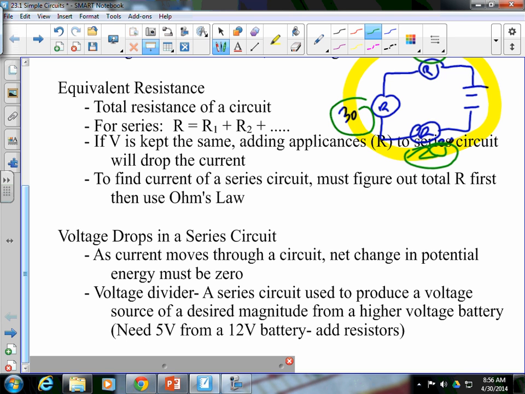A couple additional things here as we talk about series circuits, and we'll do a problem. Voltage drops in a series circuit. As the current moves through a circuit, the net change must equal 0. So there is going to be no net change in voltage as it goes through. And the voltage divider, a series circuit, is used to produce a voltage source of a desired magnitude from a higher voltage battery. If you need 5 volts from a 12-volt battery, you just tone it down with resistors. Don't worry necessarily about that. We'll explain this mathematically.